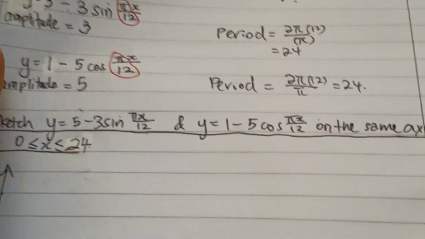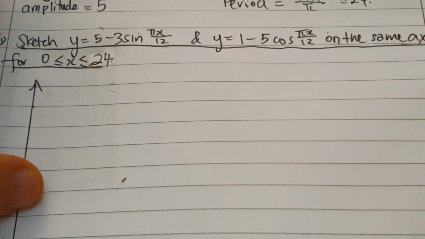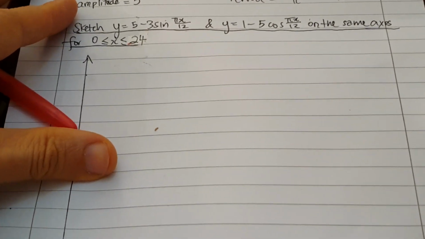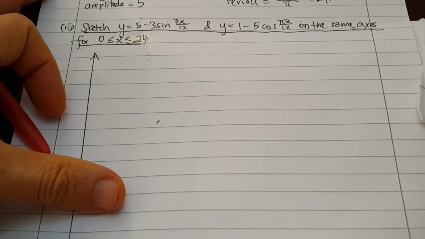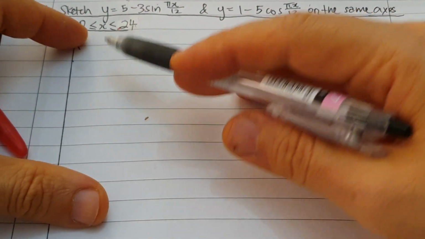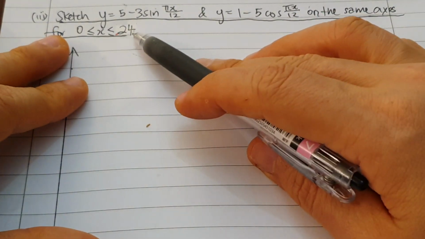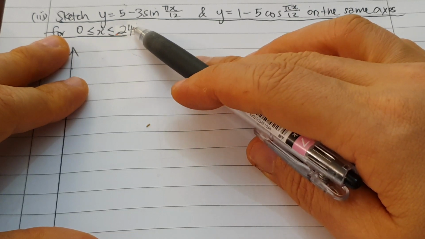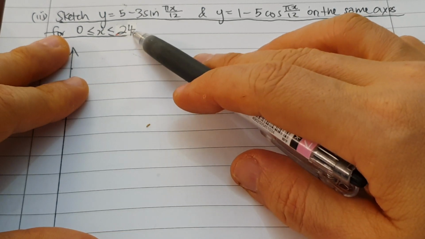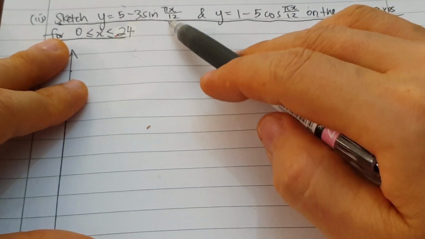Now they want us to sketch the diagram for 0 to 24. So what does this 0 to 24 mean? It means we are not talking about degrees. Once you don't see degrees here, it is understood to be radians, unless they give you another unit here. For example, normally it's time, then they give you seconds, minutes, or hours, or days, or whatever. So if there's no degree sign here, that means you're working in radians.